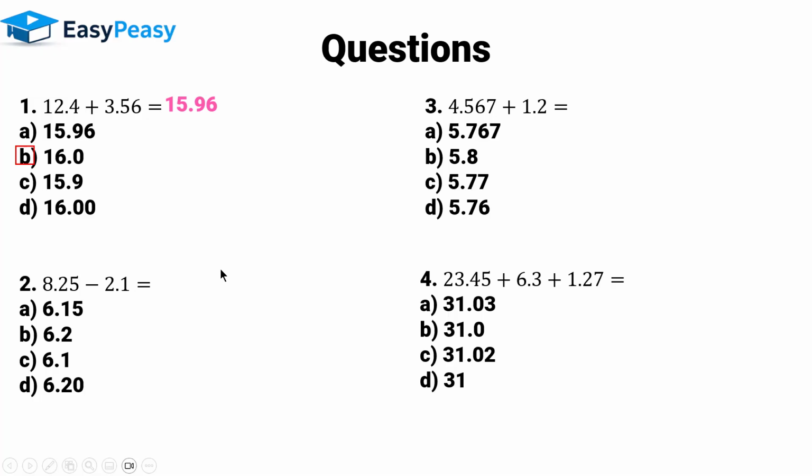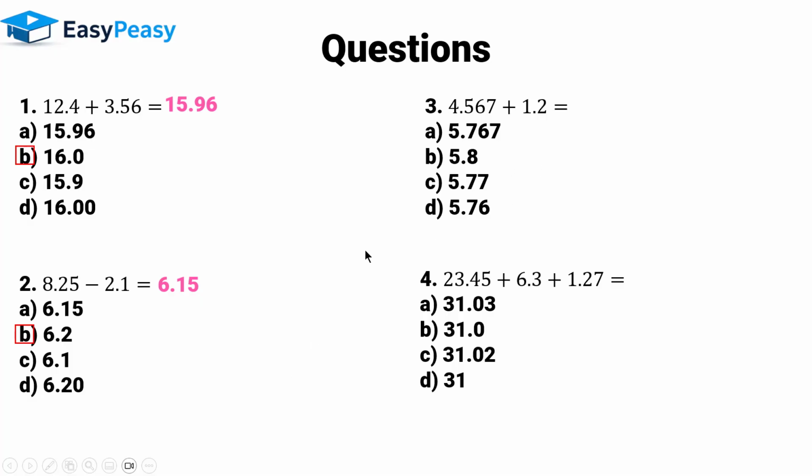Okay, what about next? 8.25 minus 2.1. Again, the calculation result will say it's 6.15. But according to significant figures, this number has fewer decimal places. So this 1 will become 2 because 5 will make this 1, 2. And the final answer will be 6.2.